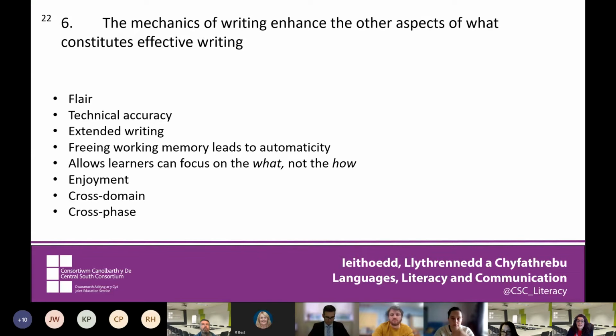Principle 6, the mechanics of writing enhance the other aspects of what constitutes effective writing. The aforementioned struggles that pupils have make sense in light of this principle. For example, if you have a pupil who doesn't know what constitutes a sentence, they're unable to write with flair or technical accuracy. In turn, that means that the pupil will not be able to write at length because their working memory is used up, it's clogged up with the mechanics of writing. They don't have the automaticity which allows them to focus on what they are writing about. They're stuck in the learning to write stage as opposed to the writing about what they have learned.